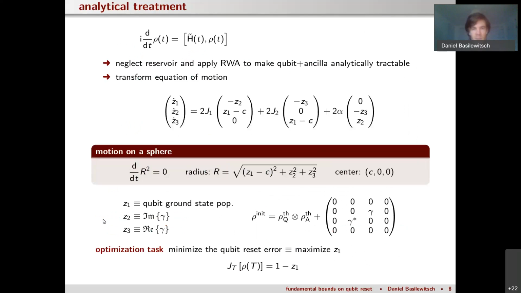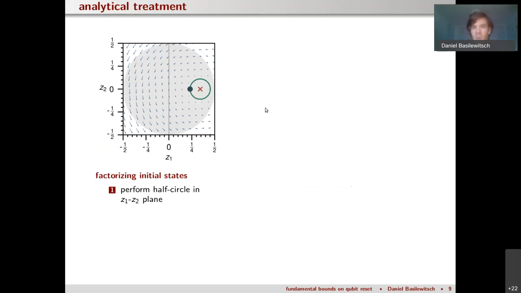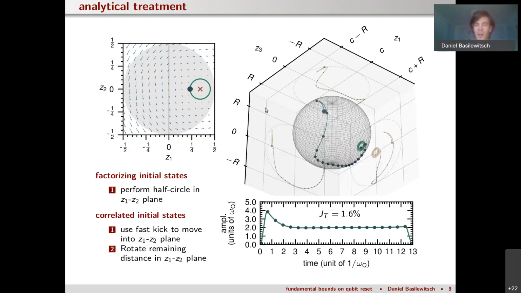But for correlated initial states, it's not possible to solve this equation of motion analytically. What you can do is solve it numerically and then try to understand what the reset protocol is doing. And that's actually really simple to understand, and also gives you an explanation why it's faster. So with initial correlations, we have in this case Z3 being initially non-zero, so we start at this point on the sphere.